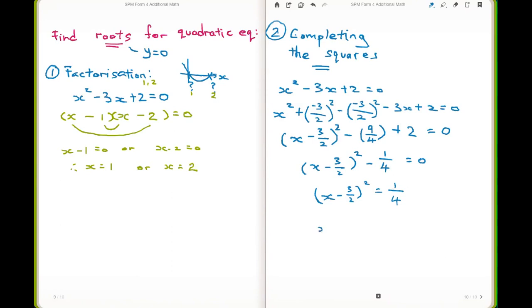Bring it over. So x minus 3 over 2, that would be the square root of 1 over 4, which is plus or minus 1 over 2. So therefore, your x value could be either positive 1 over 2 plus 3 over 2, or your x could be negative 1 over 2 plus 3 over 2, and it turns out to be x equals 4 over 2 is 2, or x is 2 over 2 is 1. That would be a little bit tough in the middle.